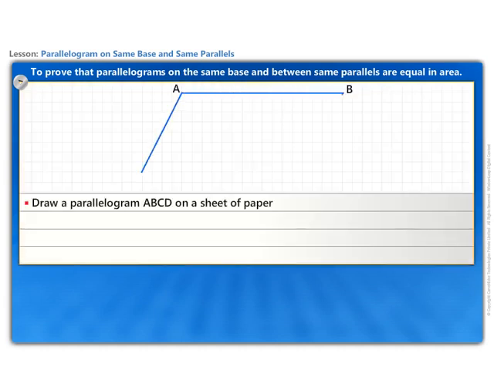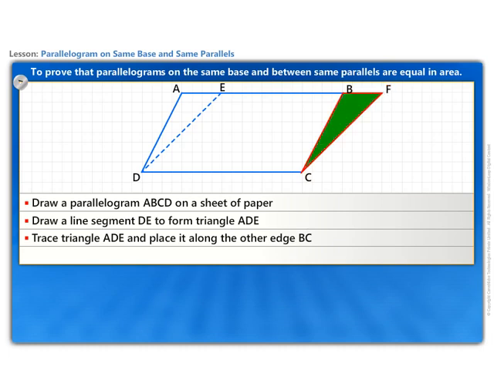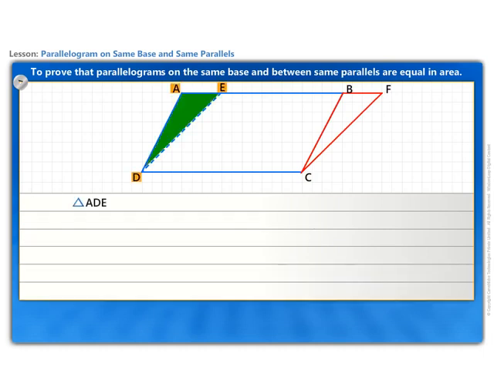Now, draw a parallelogram ABCD on a sheet of paper. Then, draw a line segment DE to form triangle ADE. Trace triangle ADE and place it along the other edge BC. Label the corner as F to form triangle BCF. From this activity, we find the triangle ADE is congruent to triangle BCF.